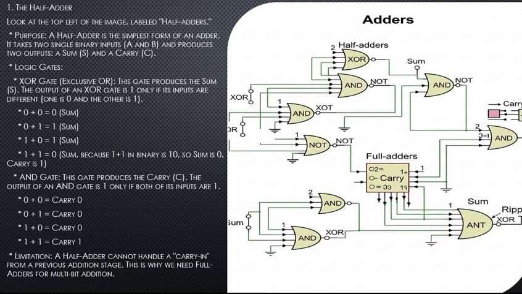The AND gate produces the carry. The output of an AND gate is only 1 if both of its inputs are 1. So when you look at its output, 0 plus 0 is equal to carry 0, and 0 plus 1 is equal to carry 0. 1 plus 0 is equal to carry 0, but 1 plus 1 is equal to what? Carry 1. You can see this from the above diagram.